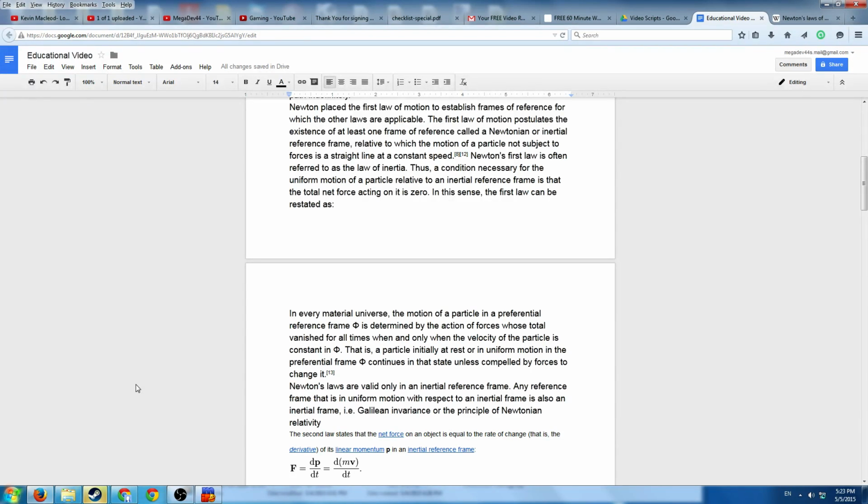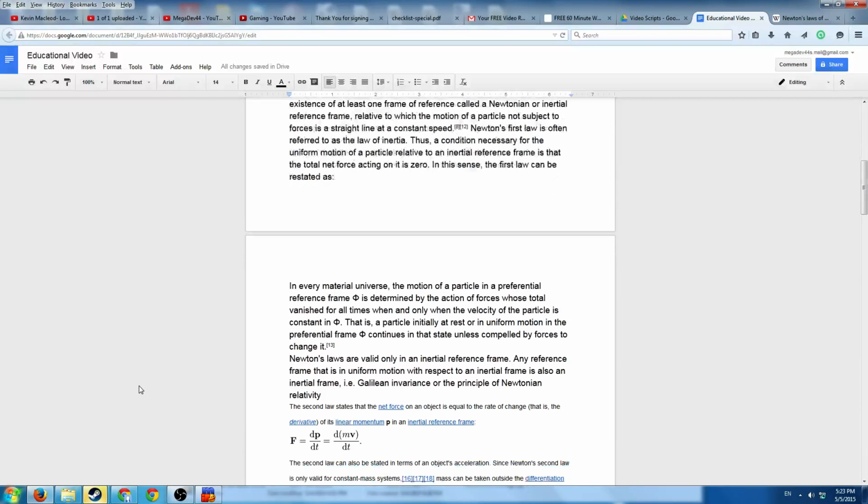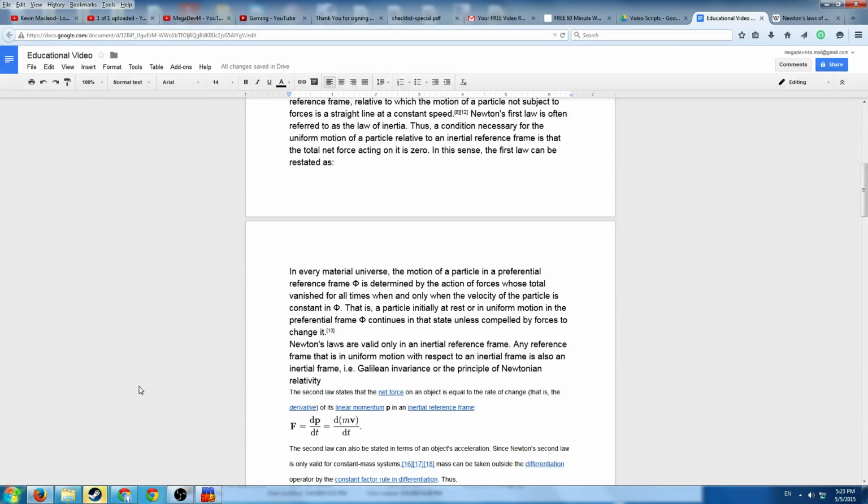The second law states that the net force on an object is equal to the rate of change, that is the derivative, of its linear momentum p in an inertial reference frame, as shown in the figure below. Please take a second to look at it. Then we'll continue on. F equals dp divided by dt equals d(mv) divided by dt.